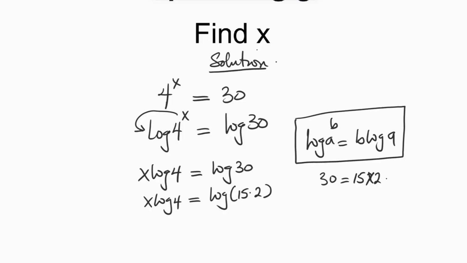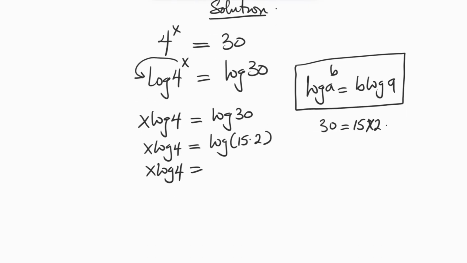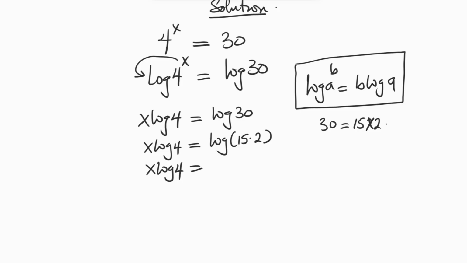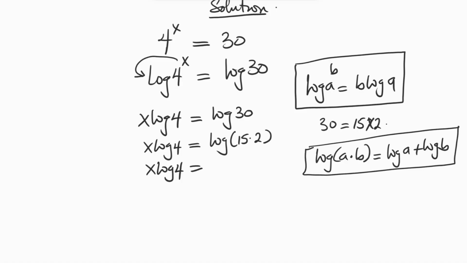Before that, let's express log 15 times 2 in a different format. So we know that log AB is the same thing as log A plus log B. So let's rewrite the right-hand side of our equation, and this becomes log 15 plus log 2.